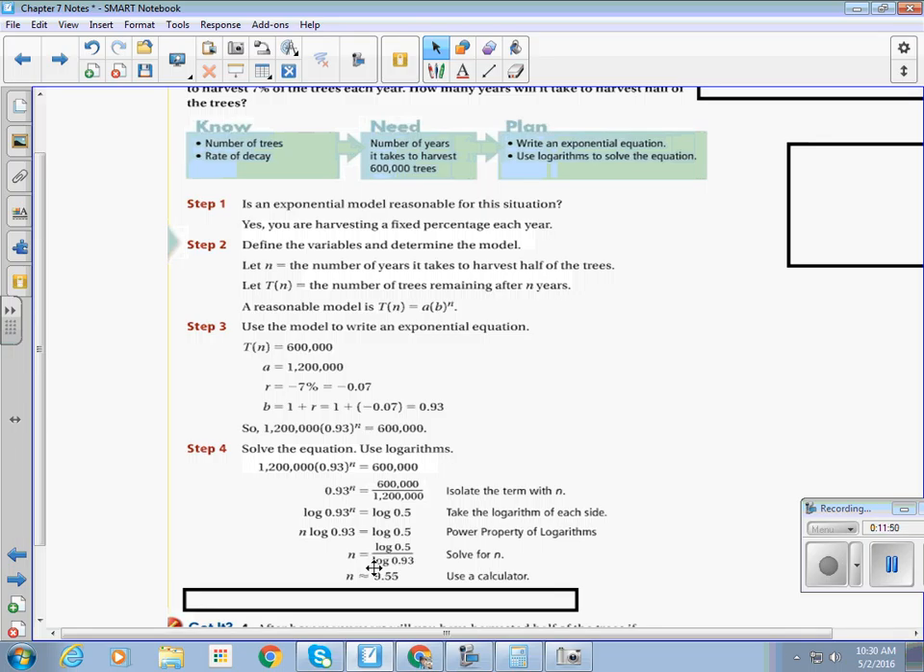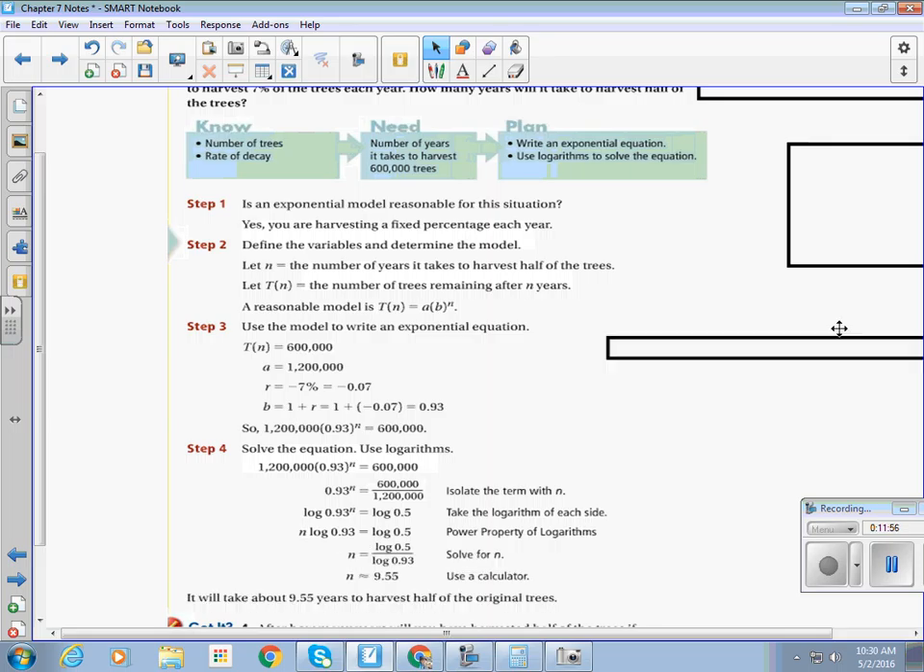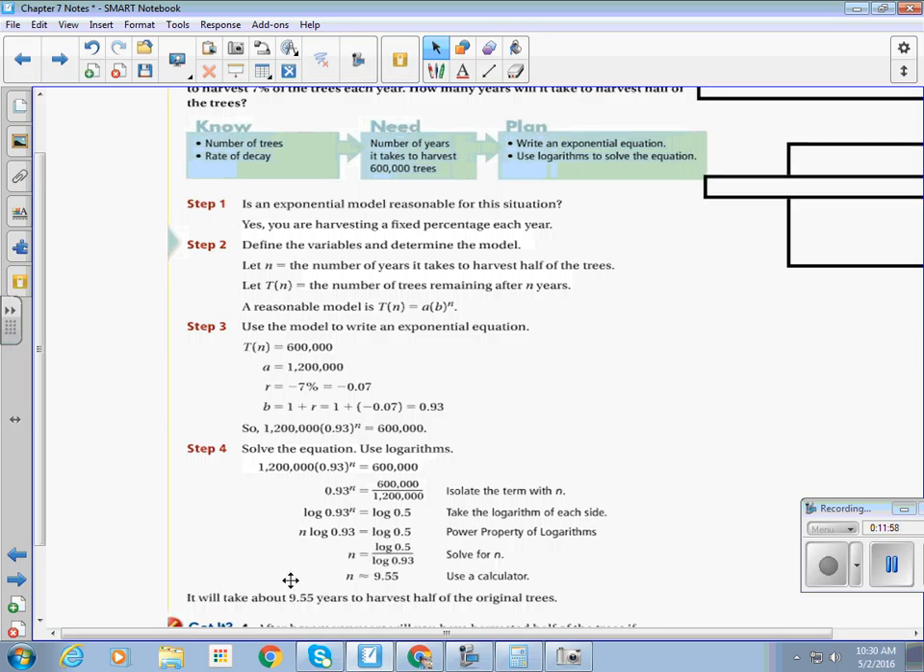Then I state it in a sentence. Every word problem should be properly concluded with a sentence that explains what the answer means, like you would do on your portfolio. It will take about 9.55 years to harvest half of the original trees.